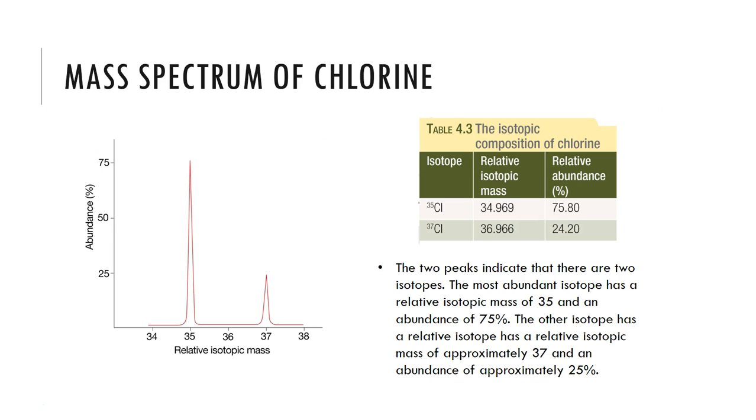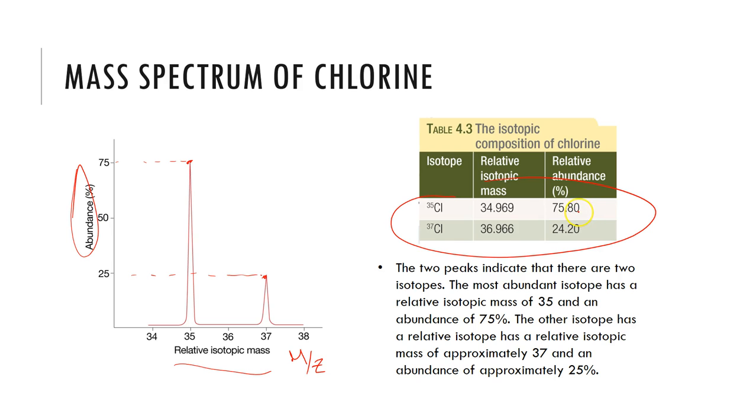So if we look at this, this is an example of what the mass spectrum looks like. So this is of chlorine, which we have talked about having 2 isotopes, and we can see that we have the relative abundance here on the y-axis and the relative isotopic mass, which is our mass to charge ratio. Okay, and we have a large peak here, which the top of the peak corresponds to 75%, and a peak here, which corresponds to 25%.